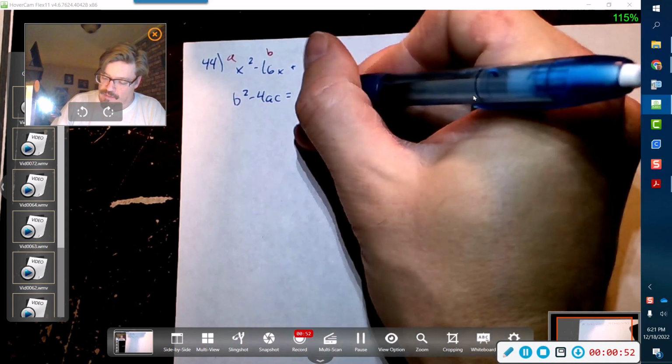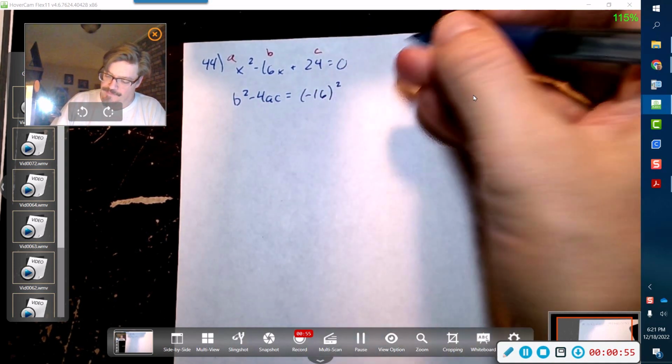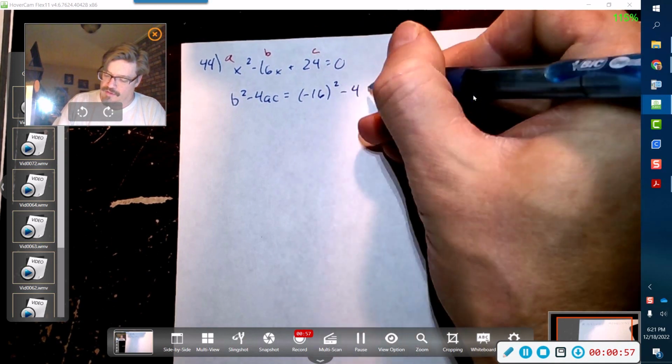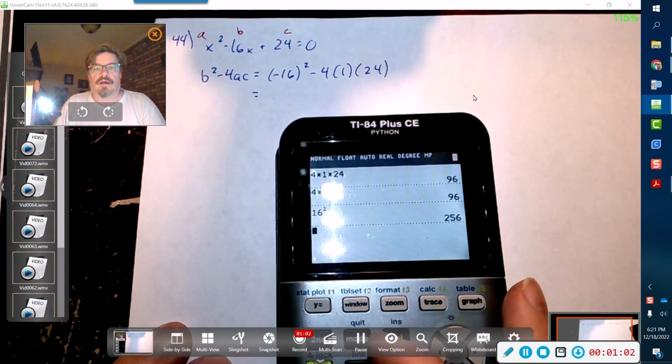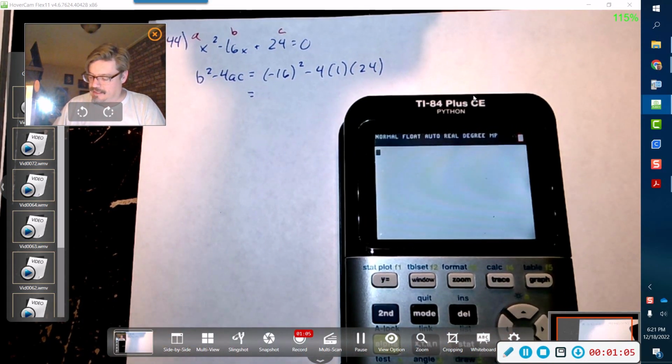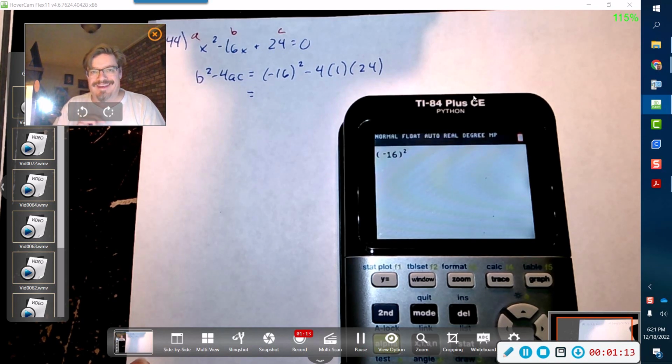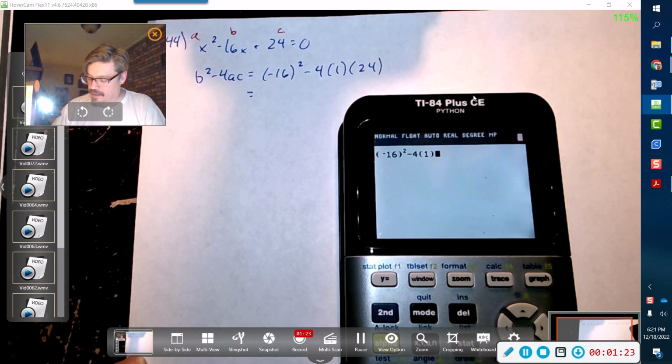Alright, so b squared would be negative 16 squared minus 4 times a times c. Alright, well, let's figure out what that is. Now you can just type this as you see it. Negative 16 squared. Okay. Now don't put the negative sign, because if you put a negative 4, you're going to multiply by negative 4, or your screen's going to give you an error. You have to put minus, because that's what the formula is actually calling for. Alright, and you can just put the parentheses exactly as you see the formula.